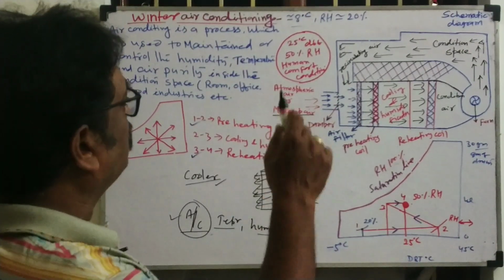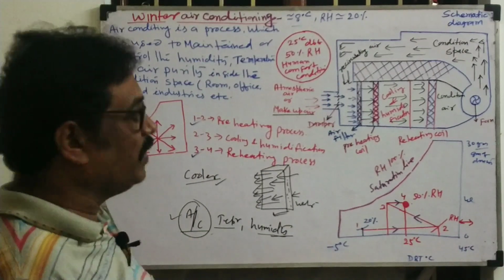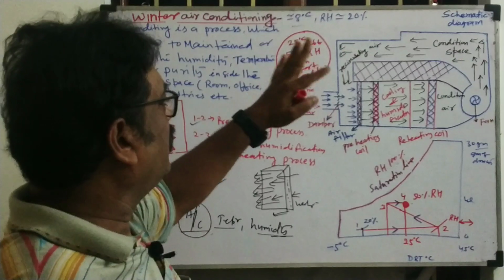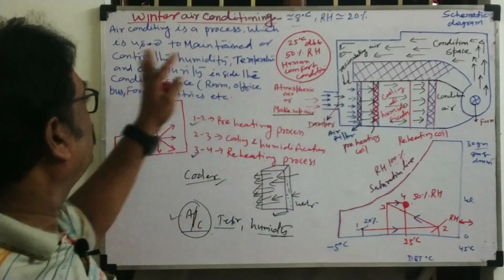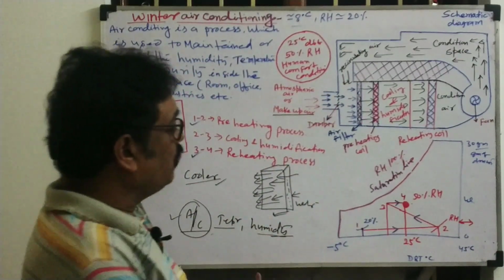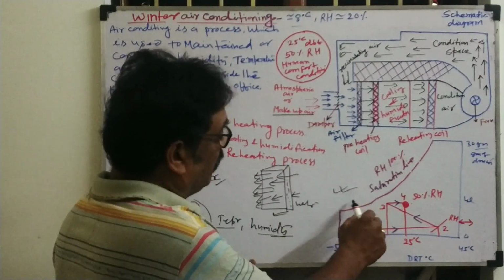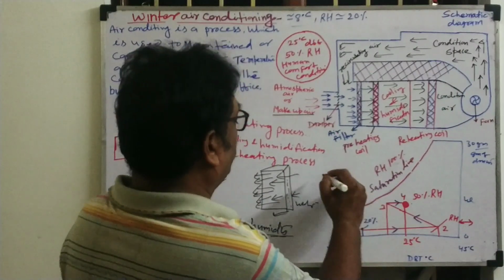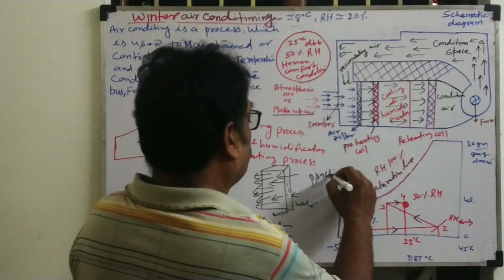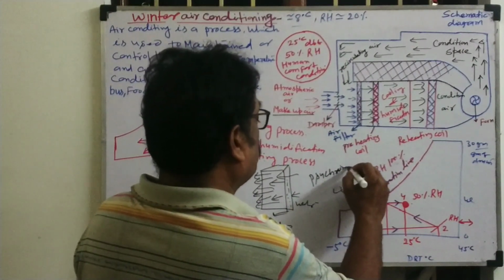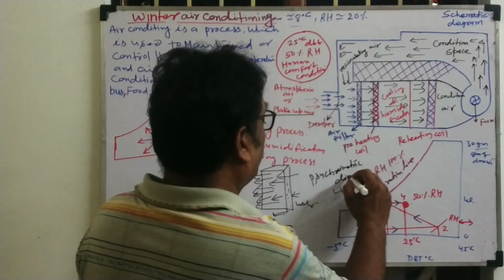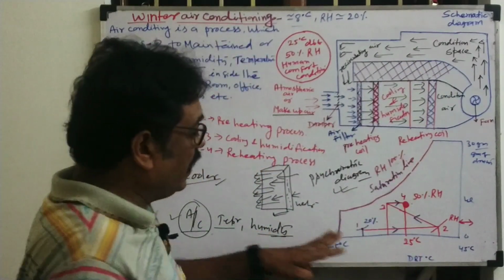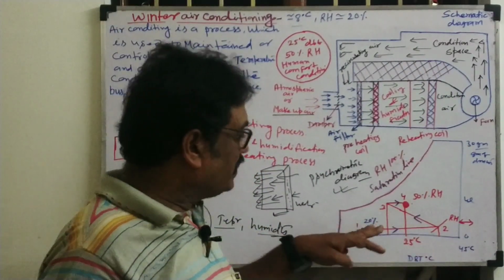Okay, so this is winter air conditioning. Summer air conditioning, the previous video, is already uploaded: two types, hot and wet weather, and hot and dry weather. Now this is winter air conditioning. So what we have to do: always draw the schematic diagram, and also the psychrometric diagram. This is called the psychrometric diagram.